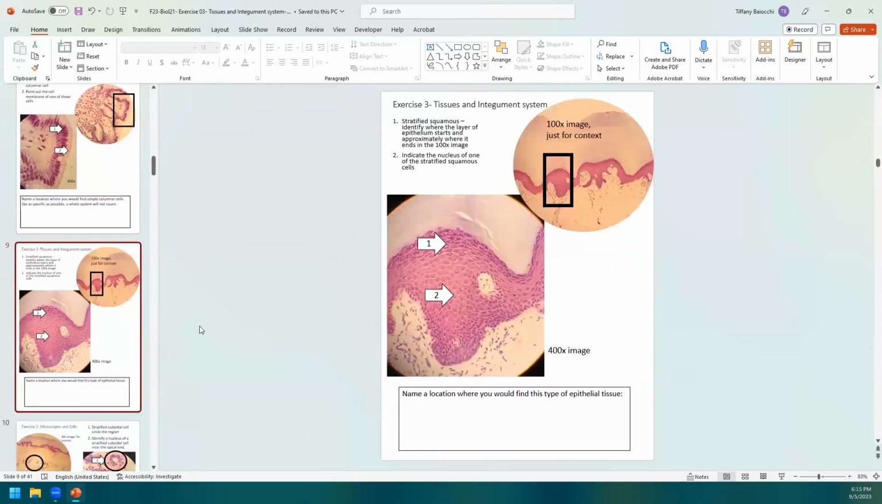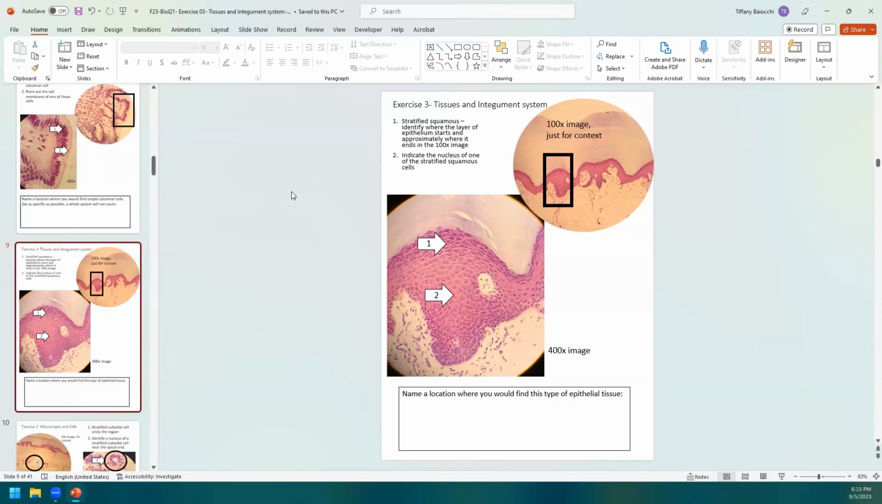Move on to the next one. This one is stratified squamous tissue. Hopefully you notice that we have many, many layers here. Remember that the name squamous in stratified squamous comes from the morphology of the apical layer. Again, those are sort of stretched out, very pancake-like cells.